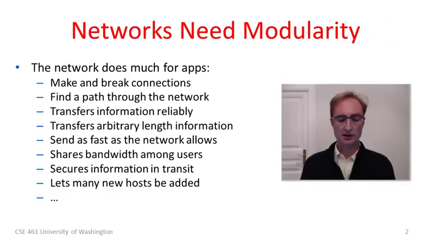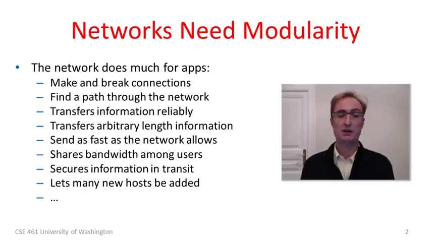So, some of the rationale for protocols and layering is that networking needs a form of modularity. We looked at a socket application, and just from that and running your own applications, you know that the network does a great deal for applications. It enables the making and breaking of different connections to send information between them. It delivers the information reliably when you ask for it to be sent. To do all of this in the first place, it needs to find a working path through the network from one host to the other host to which you're trying to speak.